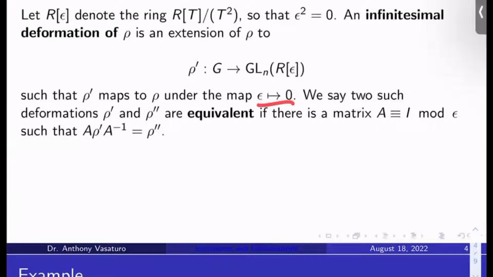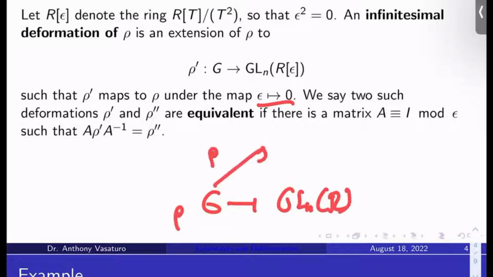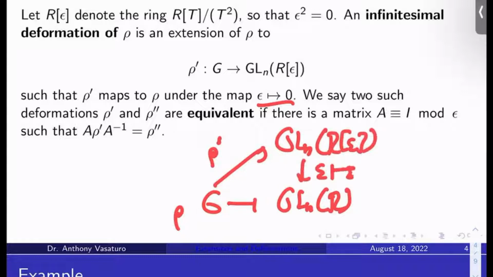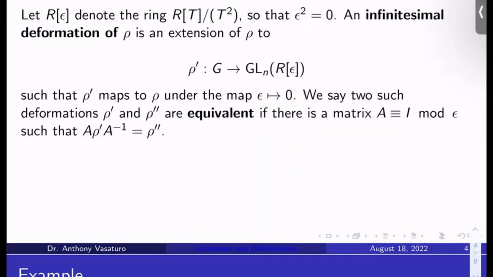So in other words, we have this commuting triangle, rho here, rho prime here. Okay, and then under the map epsilon goes to 0, we have a commuting triangle. Okay, and we're going to say two such deformations, rho prime and rho double prime, are equivalent if there's a matrix A which is equivalent to the identity mod epsilon, such that rho prime and rho double prime are conjugate to each other by A. Okay, this is, if you go way back to my earliest videos in my series of lectures on Fermat's theorem, we talked about equivalence of deformations a while ago. This is just equivalence of infinitesimal deformations.